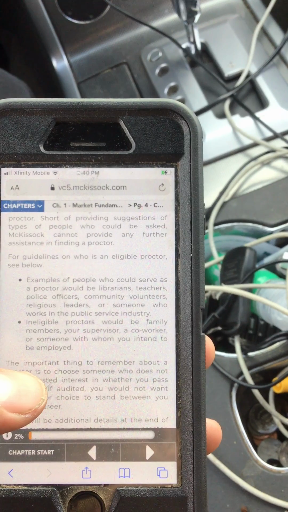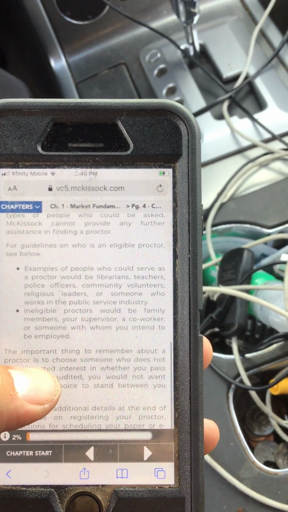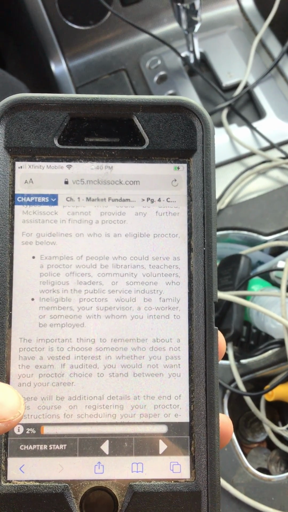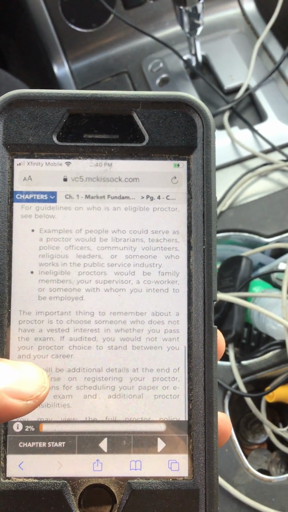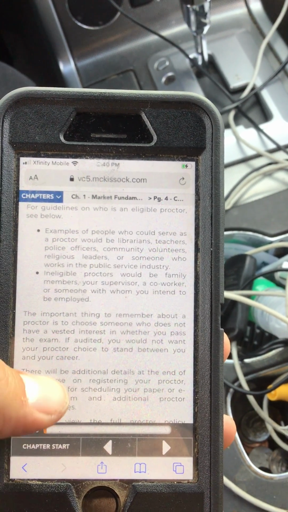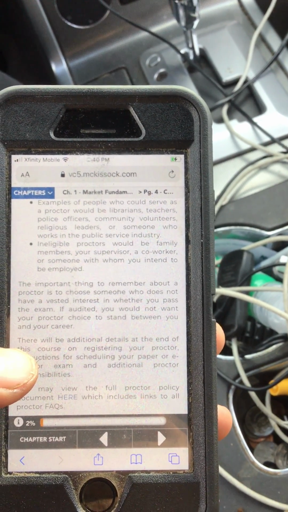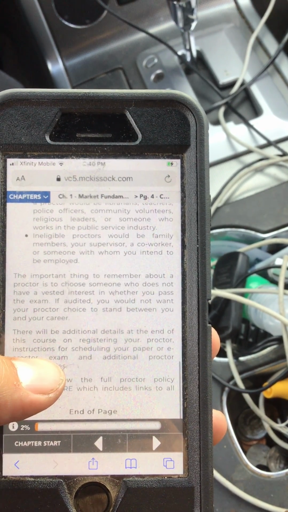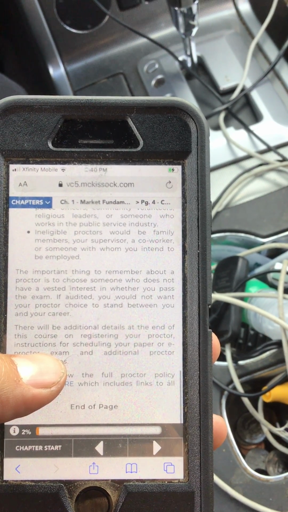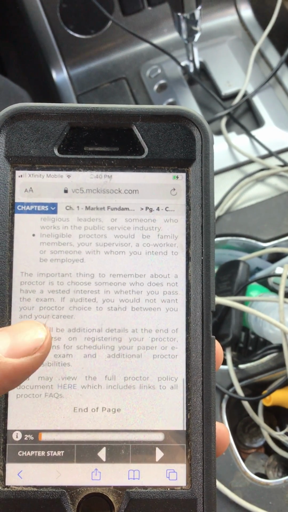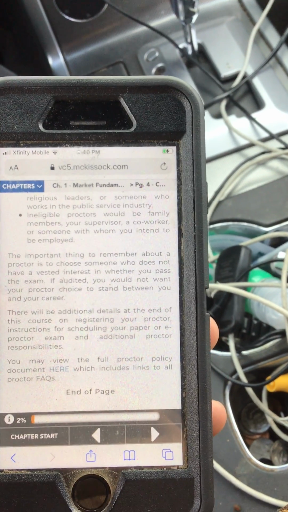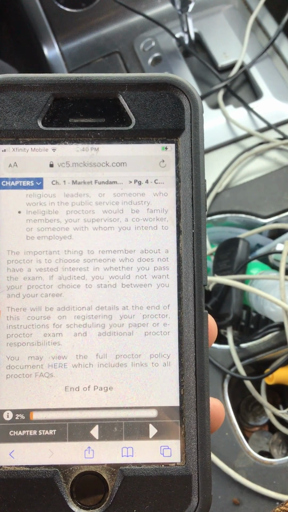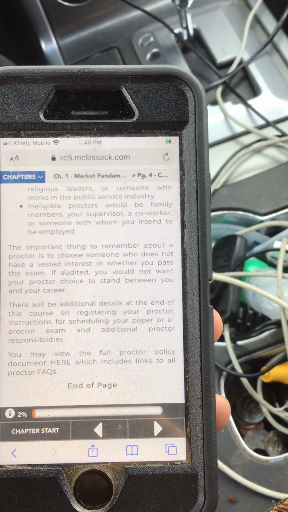Short of providing suggestions of types of people who could be asked, McKissock cannot provide any further assistance in finding a proctor. For guidelines on who is an eligible proctor, see below. Examples of people who could serve as a proctor would be librarians, teachers, police officers, community volunteers, religious leaders, or someone who works in the public service industry. Ineligible proctors would be family members, your supervisor, your coworker, or someone with whom you intend to be employed.